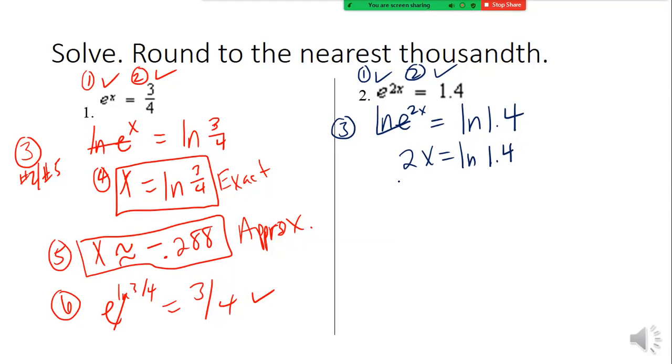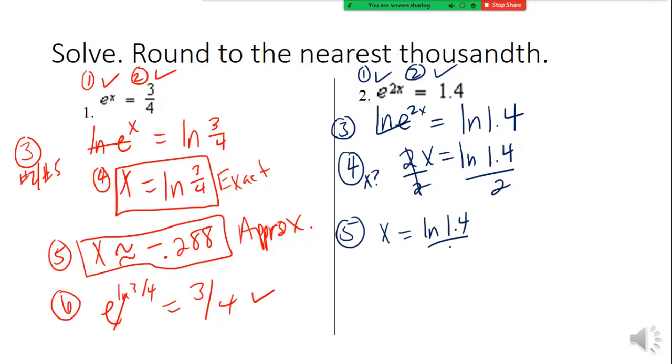Then what do I do? Now I need to get the x by itself. So how do I get x by itself? Divide by 2. So we're left with x equals the natural log of 1.4 divided by 2.